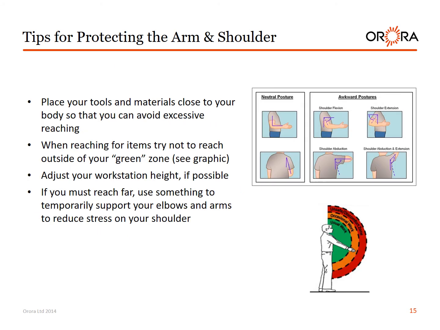Tips for protecting the arm and shoulder. Place your tools and materials close to your body so that you can avoid excessive reaching. When reaching for items, try not to reach outside of your green zone. See graphic. Adjust your workstation height if possible. If you must reach far, use something to temporarily support your elbows and arms to reduce stress on your shoulder.